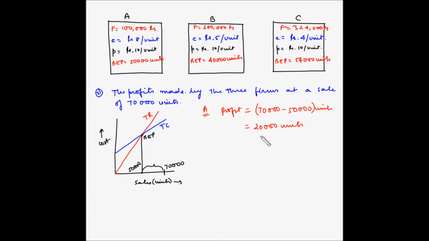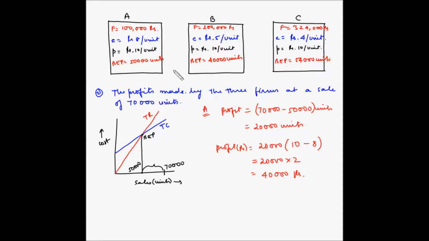Now if we have to convert this into rupees, we'll have to multiply this by the difference between the selling price and the cost price. So profit in terms of rupees is equal to 20,000 multiplied by, so each unit is being sold at 10 rupees and the cost price is 8 rupees per unit. So this becomes 20,000 multiplied by 10 minus 8 is 2, which is equal to 40,000 rupees.